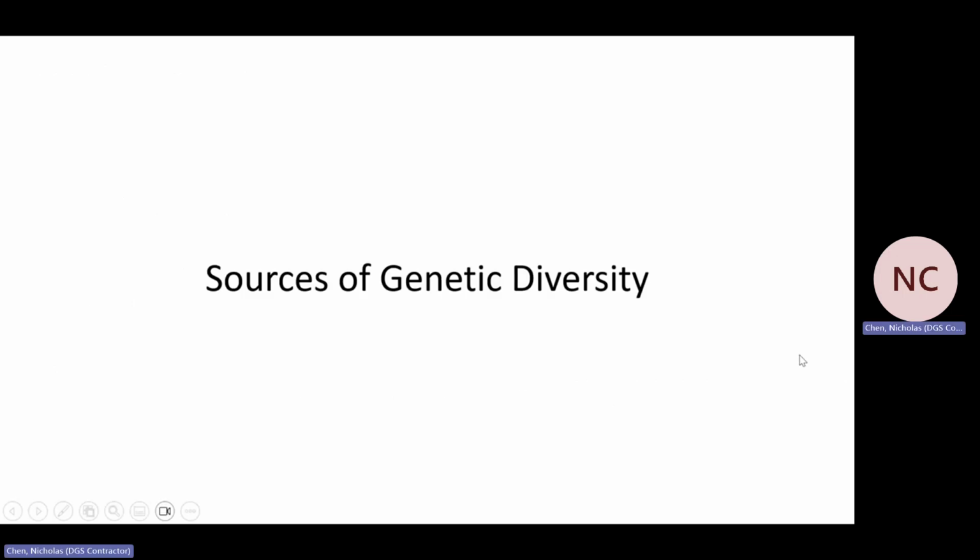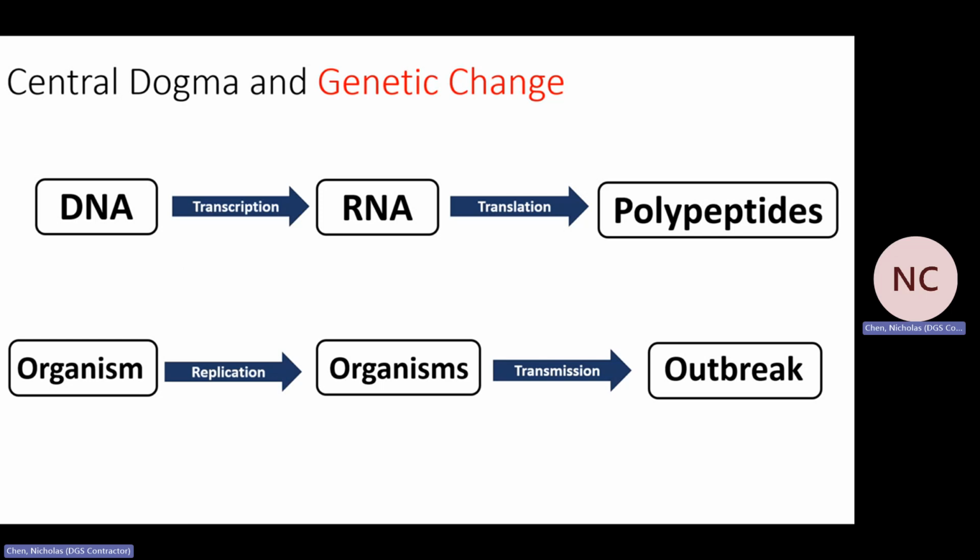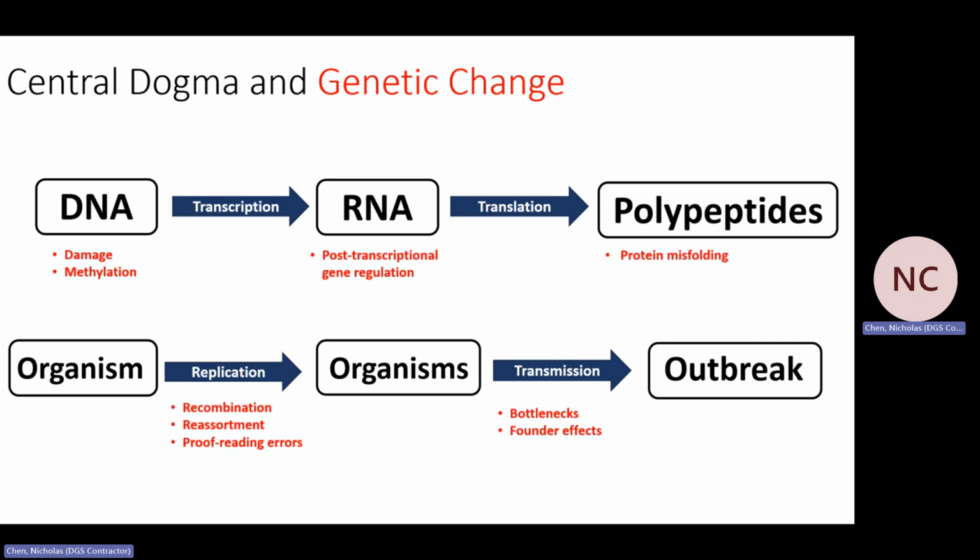Now that we've looked at the genomic characteristics of these broad pathogen groups, it's worth talking about how this genetic diversity arises. To do so, we need to look back at the central dogma of molecular biology. The central dogma holds that DNA is transcribed into RNA, and this RNA is then translated into polypeptides. If we take more of an epidemiological perspective, we can then say that a single organism replicates into multiple organisms, and these organisms are transmitted, leading to an outbreak. At each of these stages, there is a potential for genetic diversity to be introduced, and we'll get into many of these mechanisms in the following slides.